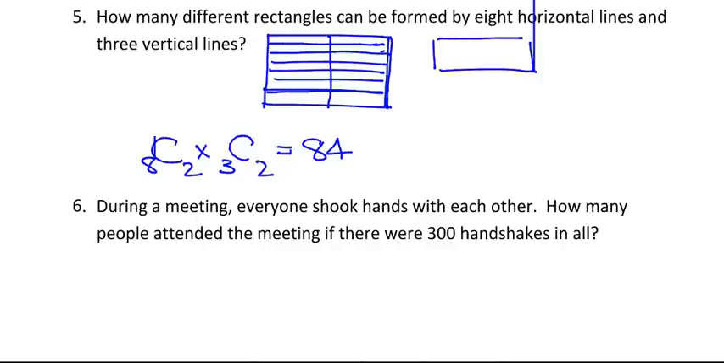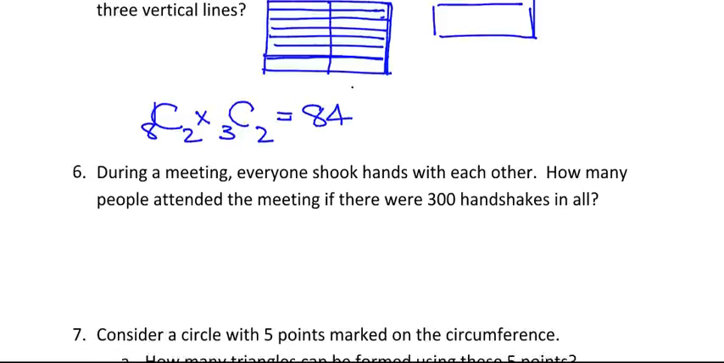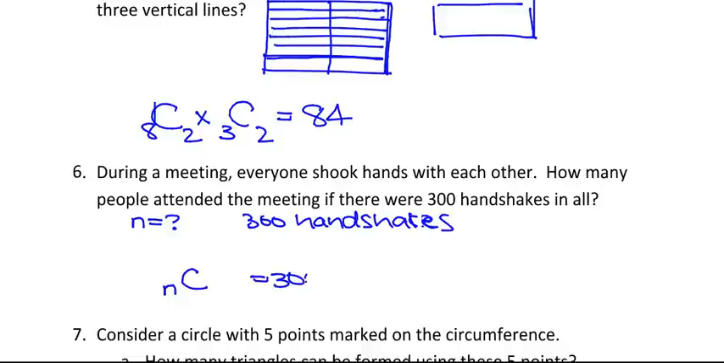Number 6 says, during a meeting, everyone shook hands with each other. How many people attended the meeting if there were 300 handshakes in all? So we're looking for the number of people. We don't know our N. But we do know that there were 300 handshakes. So for our combination, we're trying to figure out how many people there had to be so that in total we got 300 handshakes. If you think about it, you need 2 people for a handshake. One person to use one hand, another person to use their other hand.